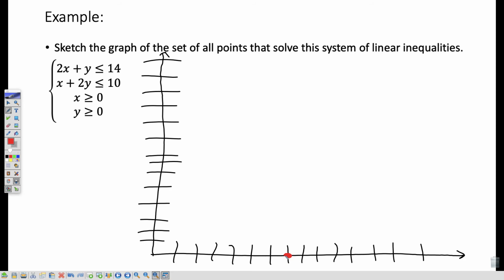Okay, then I need to plug 0 in for x. What's y? 14. 1, 2, 3, 4, 5, 6, 7, 8, 9, 10, 11, 12, 13, 14. I plug 0 in for y into the first equation. On the x-axis, the y is always 0. 2x equaled 14. Divide by 2 is 7. So you just plug 0 in. Yes, 0 for x and y. That's all I'm doing.